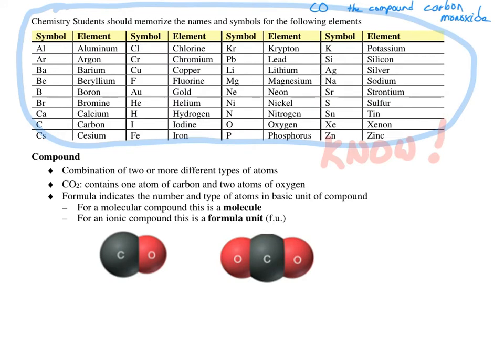A compound is a combination of two or more different types of atoms. Here we see two different compounds. We have a compound of carbon dioxide. It contains one atom of carbon, two atoms of oxygen. Carbon monoxide has one atom of carbon, one atom of oxygen. Both of these are compounds. They have different types of atoms that are combined.